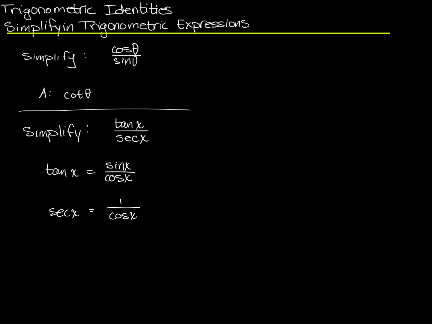Therefore, the tangent over the secant is the sine over the cosine over 1 over the cosine. Well, that's sine over cosine divided by 1 over cosine, which is the same as cosine over 1. And now look what happens. I'm left with just the sine of x.